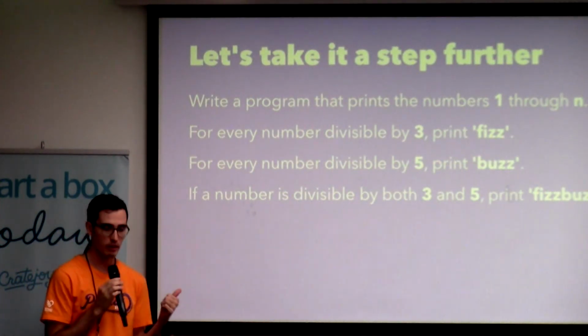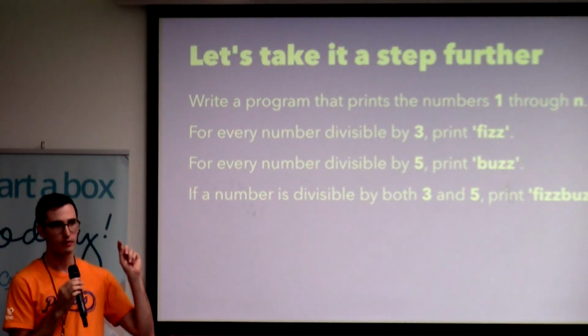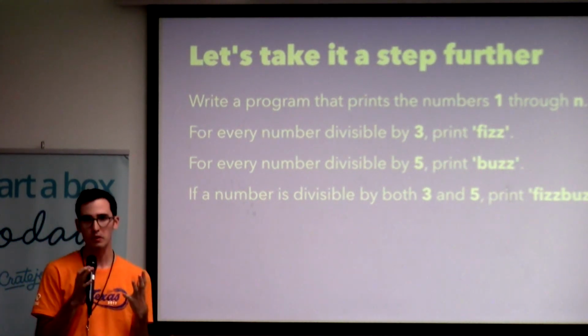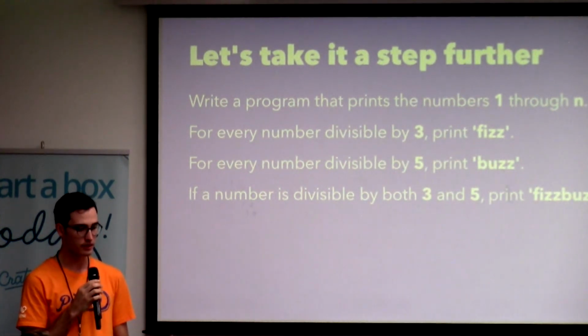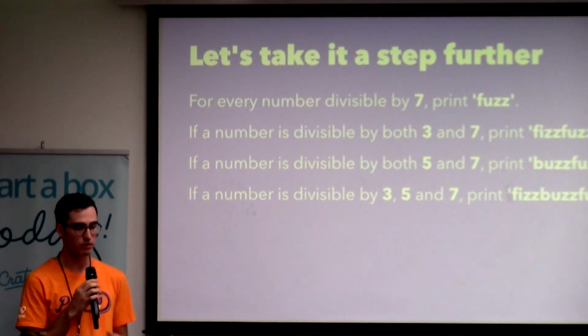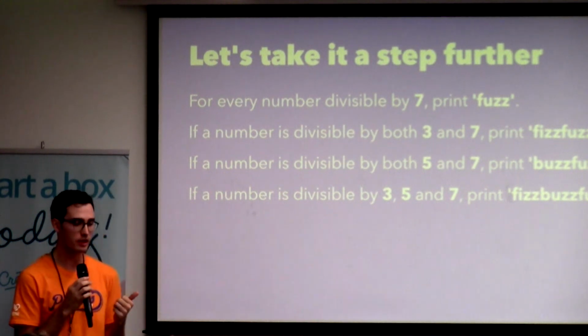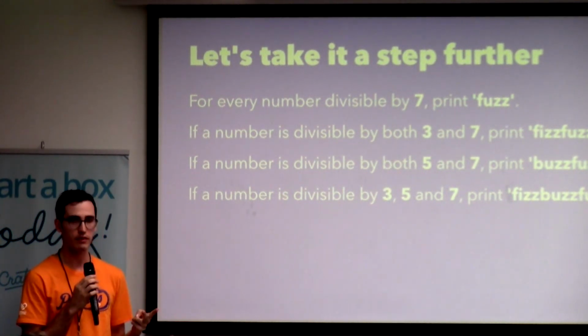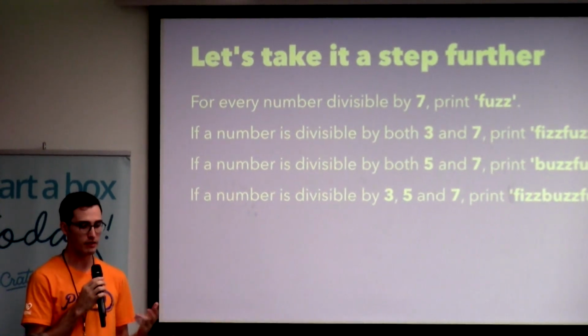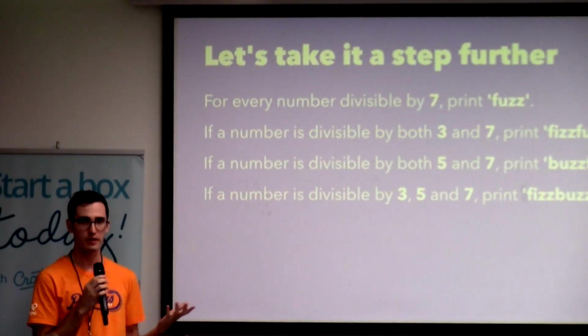This is the basic FizzBuzz problem, right? 3, 5, FizzBuzz. But let's say I'm a really challenging interviewer and I want to make this tricky for you. And I say, okay, in addition to this, you also need to handle the number 7. And if you get to something divisible by 7, you need to print fuzz. So that means if it's divisible by both 3 and 7, you print FizzFuzz. 5 and 7, BuzzFuzz. 3, 5, and 7, FizzBuzzFuzz.